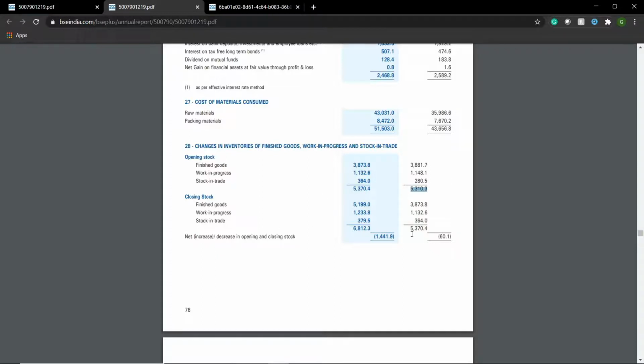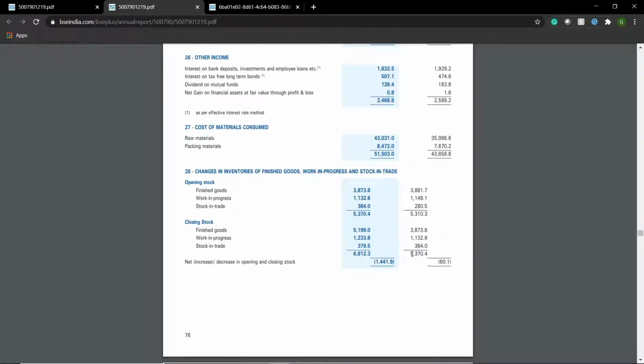Then closing stock comes out to be 5,370.4 million rupees in financial year 2018. Over here, there's a bracket and 60.1 written in it. A bracket in financial terms indicates a negative sign. So over here you can see that the closing stock is more than the opening stock, which says that the company sold fewer products and produced more products in this year. So that's why there's a negative sign over here. It sold off fewer products and it bought or manufactured more products.